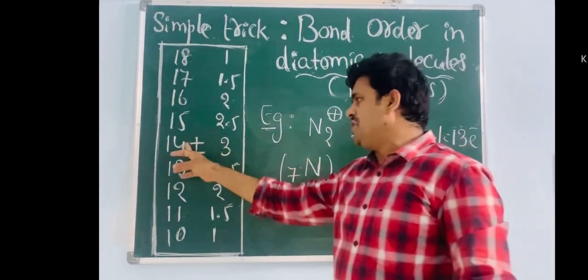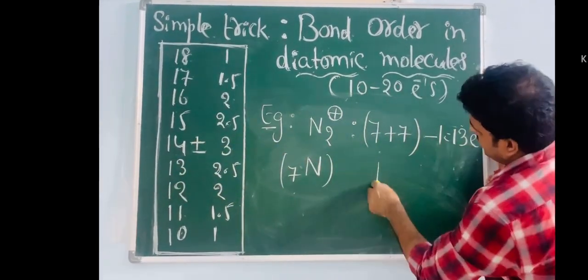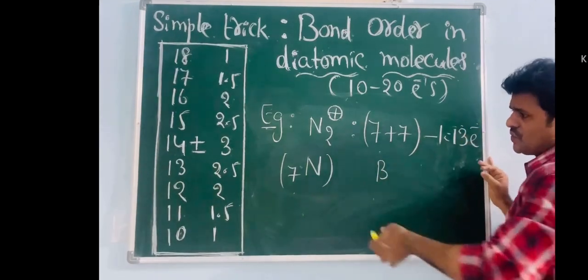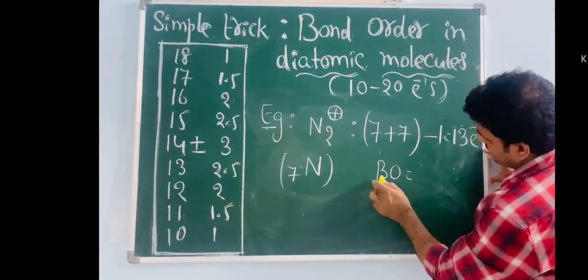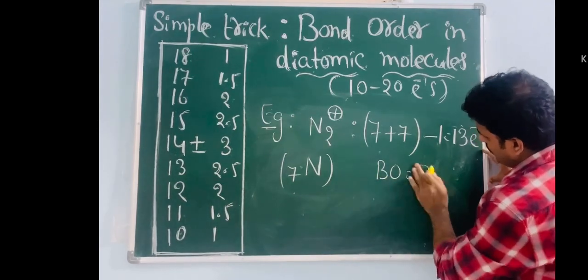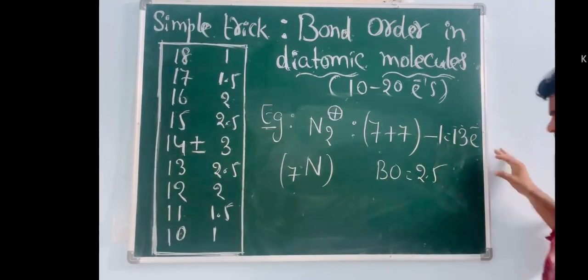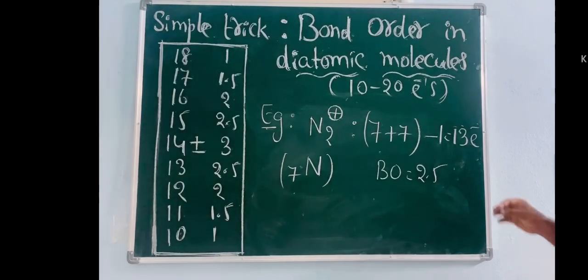13 electrons means 14 minus 1. So according to the 14 plus or minus rule, our simple trick, 14 minus 1, that is 13 electrons, the bond order is 3 minus 0.5, so bond order 2.5. That's all. So next one students.